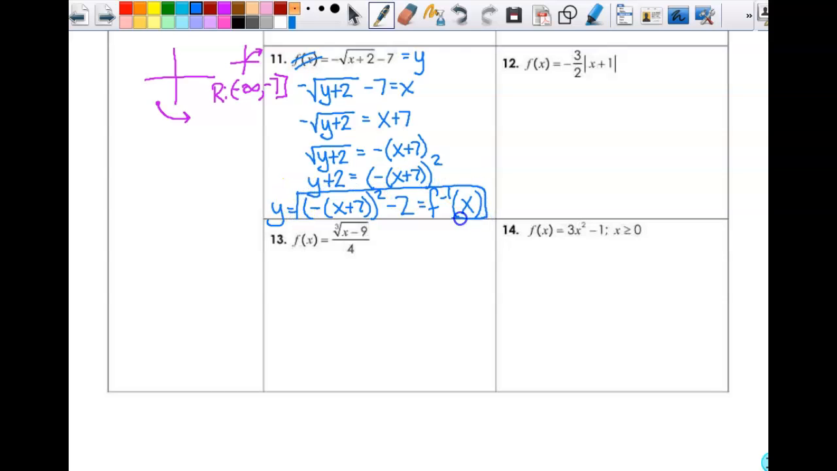And then remember, I have to state my domain restriction that I don't really have room for. My domain here has to be negative infinity to negative 7. And then we're going to look at why we have to have that.